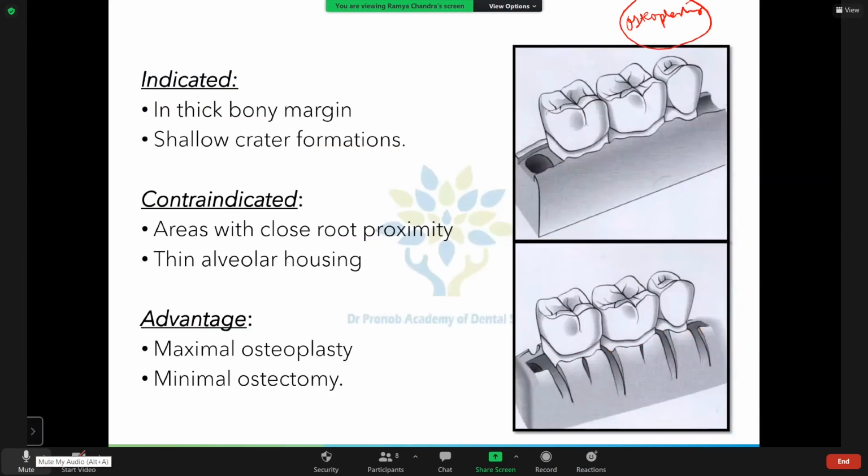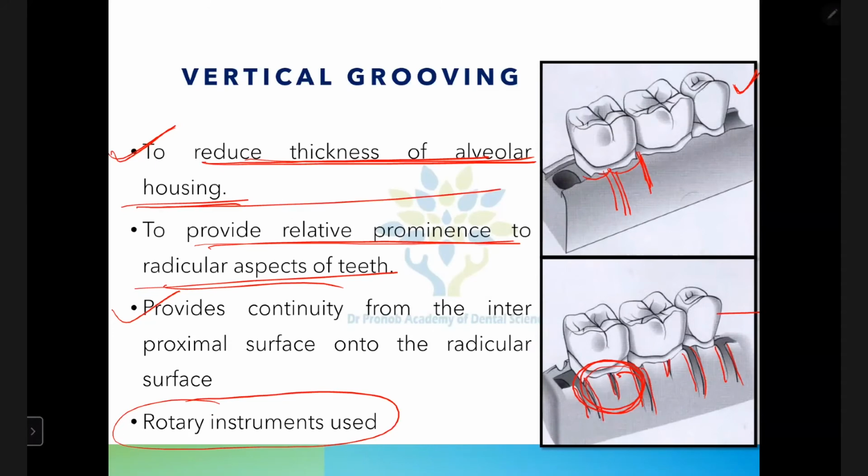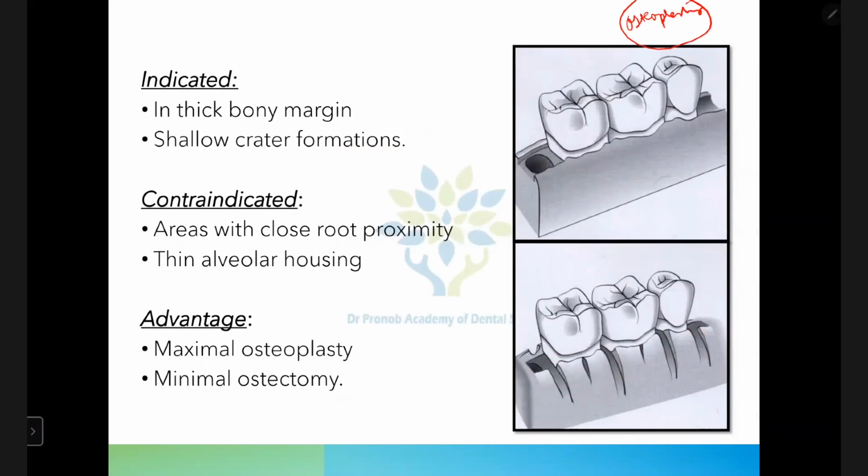Okay. So now let's see the indications of this vertical grooving. As I have already told you, if there is a thick bony margin, in order to reduce the bulk of it, we do vertical grooving. So this is the first point: to reduce the thickness of the alveolar housing. The indications also include shallow craters. Not deep craters, but shallow craters; then we can go with this vertical grooving procedure.